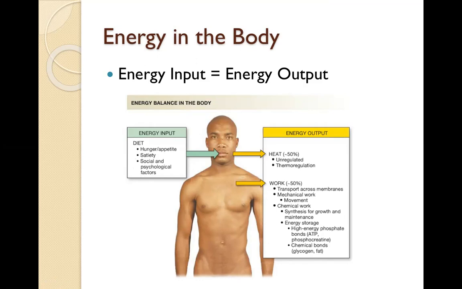Energy output is determined by some unregulated heat loss. So you lose a lot of energy from heat, just from thermal regulation. But then you also use energy in any of the transport processes across membranes, mechanical work like movement, chemical work like synthesizing biomolecules for growth and maintenance, for energy storage.